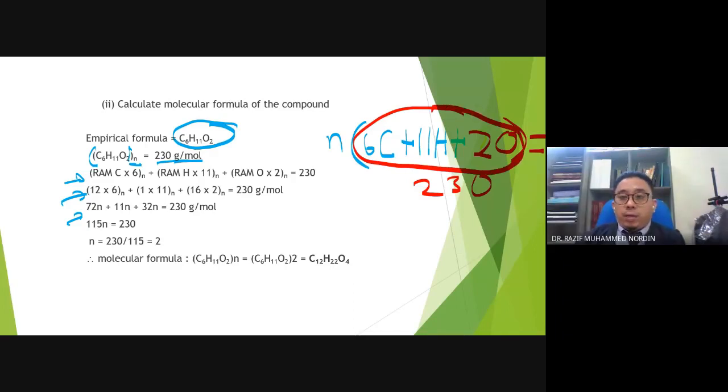115. So then you can change back to here, N times 115 equals 230. So N equals 2. So the real formula of the compound, or the molecular formula, is C12H22O4.